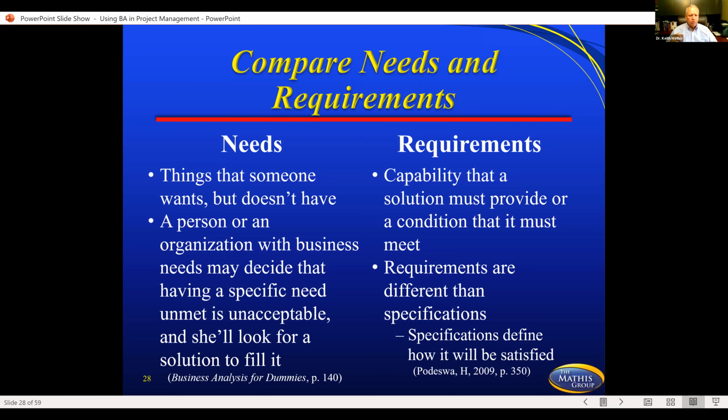Requirements are different than specifications. Specifications will define how it will be satisfied. Now, I'm splitting a hair here, but most of the time you'll see specifications and requirements a lot of times even go together, depending on the organization and the culture of it. So requirements are what you're looking for.